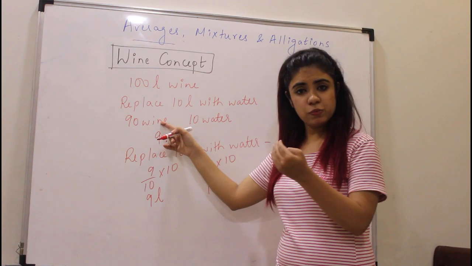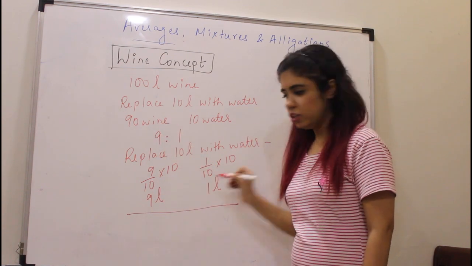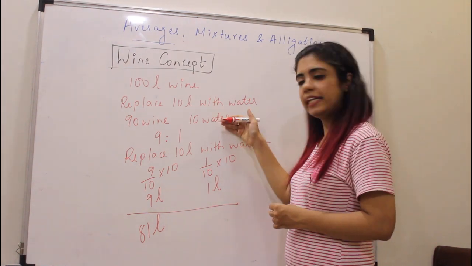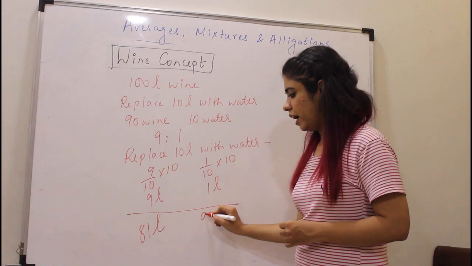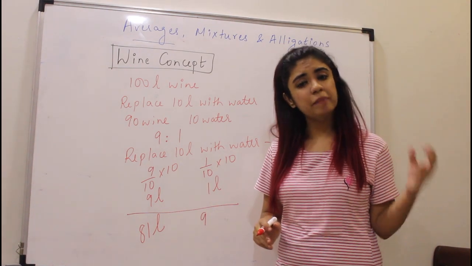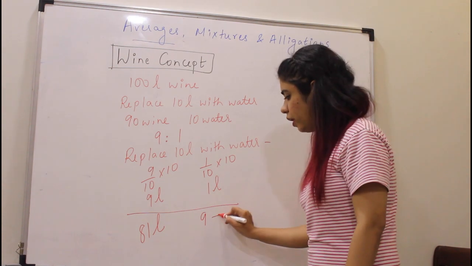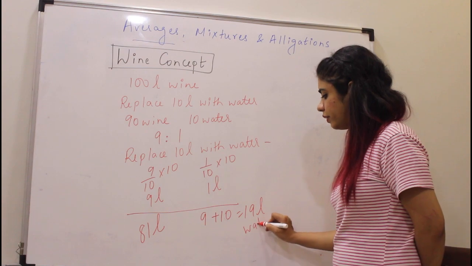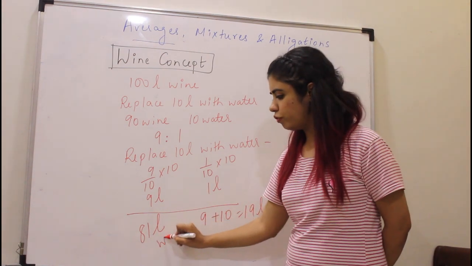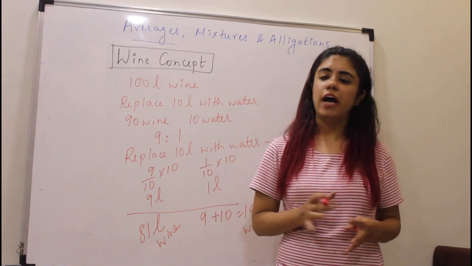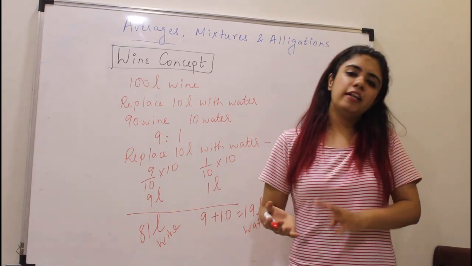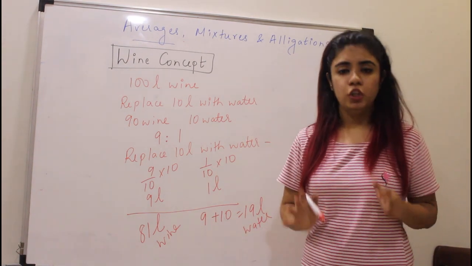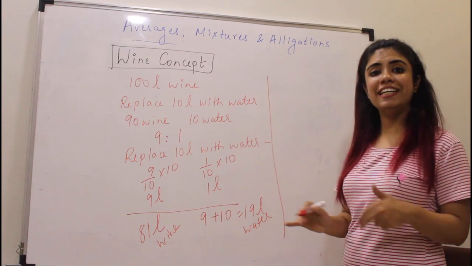So of the 90 liters of wine, 9 liters went, so I have 81 liters of wine remaining. Similarly, I had 10 liters of water, 1 liter went, I have 9 liters. But I am adding 10 liters of water, so I will add 10 here. So basically I have 19 liters of water and 81 liters of wine. But suppose I tell you I do this procedure 3 more times, then how much wine is remaining? To do it manually is going to take a lot of time. That is the reason we have a direct formula.